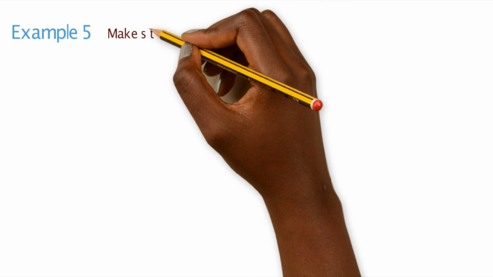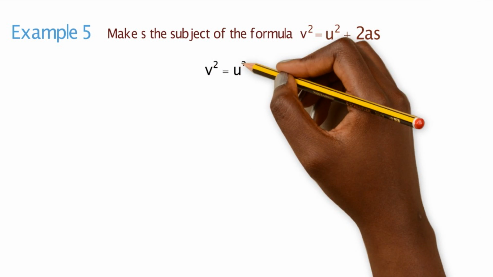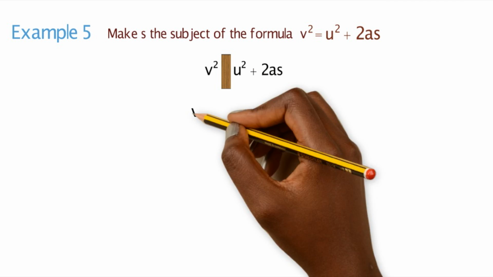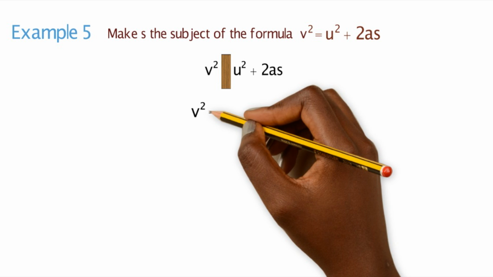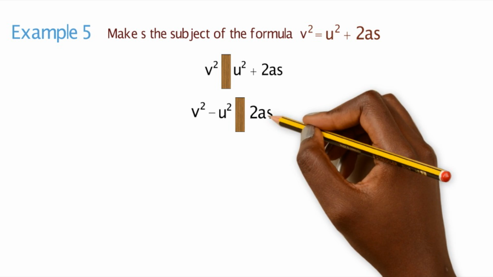So example 5. If a question says make s the subject of the formula, v squared is equal to u squared plus 2as, again, write out your equation. Then put your fence. Then, because s is whatever we're making our subject, the first thing we're going to move over is u squared. So positive u squared would become negative u squared if you moved it over.